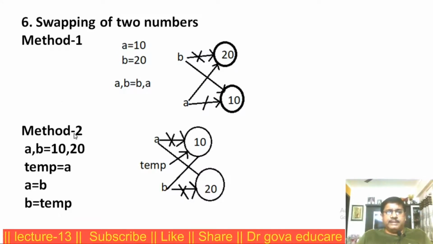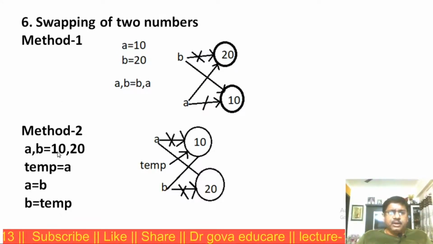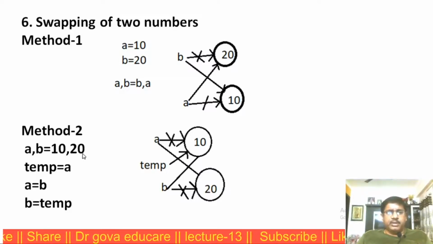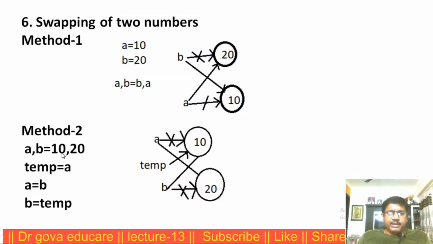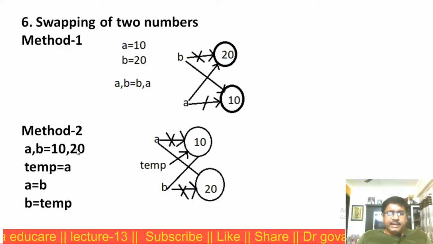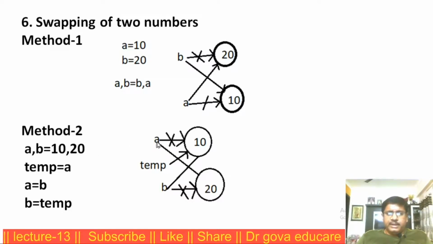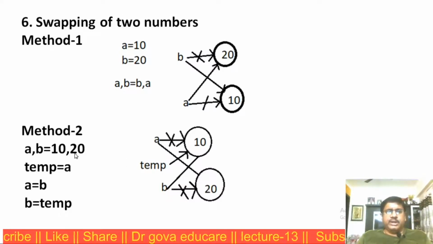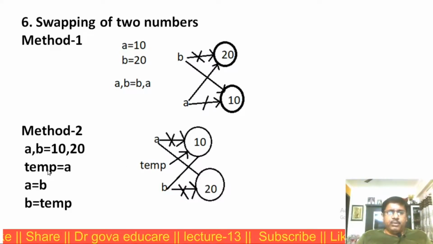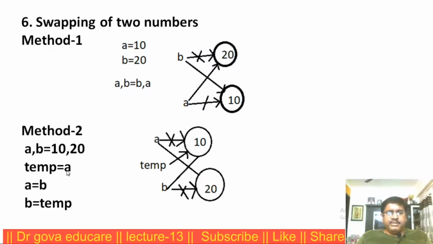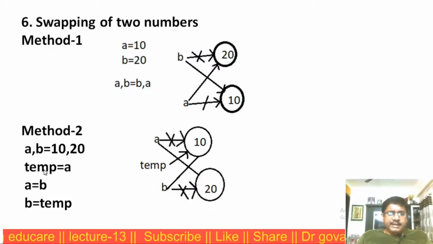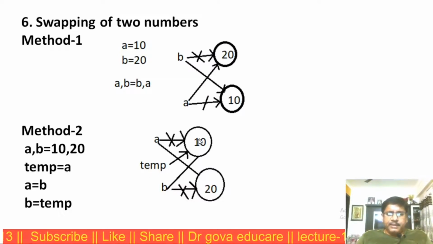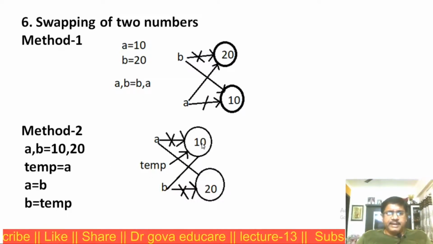Now the second method. These are the initial values. A comma B is equal to 10 comma 20. That is, A is a reference to 10, B is a reference to 20. Now I am creating one temporary variable, temp is equal to A. That means temp is a reference to A, that is, temp references 10.